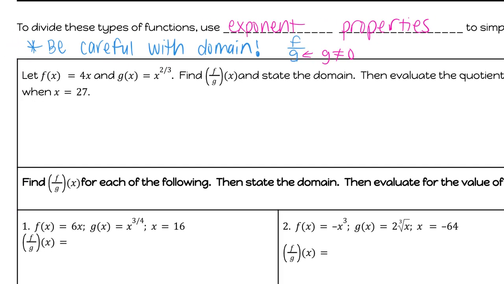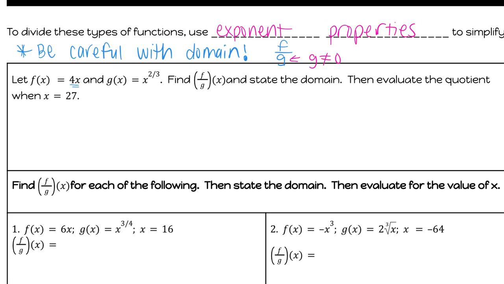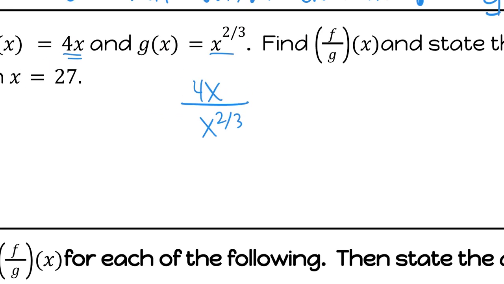We are dividing these functions. We have 4x and then x to the 2/3, and we're going to find f divided by g of x. So we're just going to divide those. We've got 4x divided by x to the 2/3. That would be f divided by g of x.